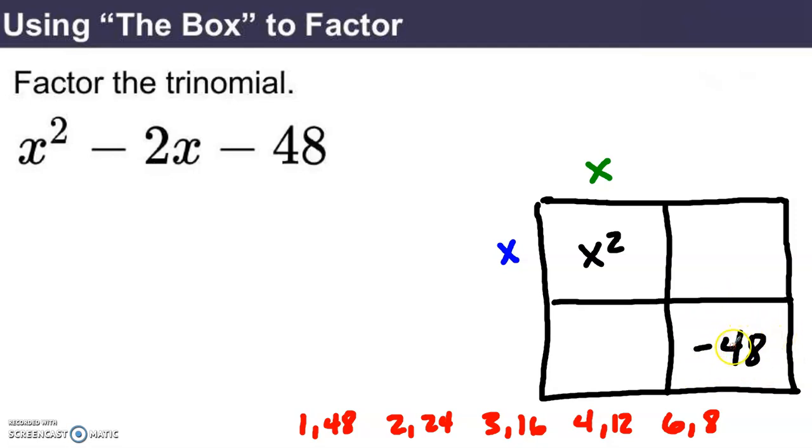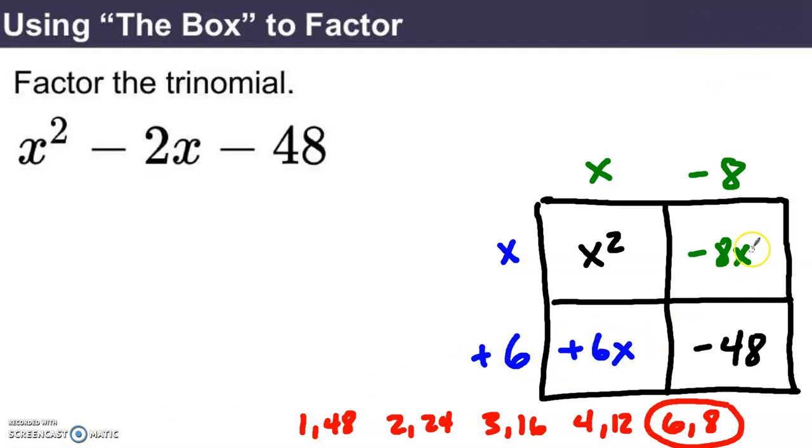Now the fact that I'm going to get a negative 48 here means that my signs need to be different. So what I really need to find is the two numbers that subtract to 2, which is this pair here. I need the 6 and the 8. And I need one of them to be negative. Can I figure out which one to be negative to make it negative 2? It's this one. I need negative 8x and positive 6x. Those do add up to negative 2x. So I've got x plus 6 times x minus 8.